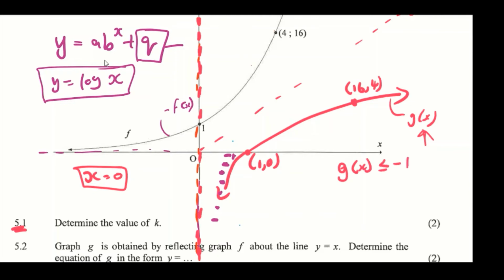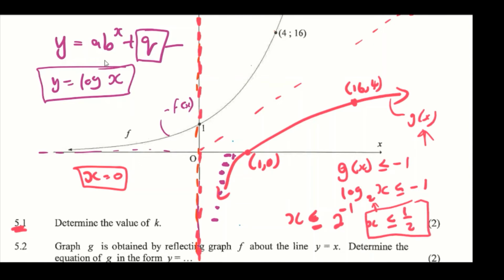So how can we do this? We can easily say g of x is less than or equal to minus 1, and just put the equation of g of x, which is log base 2 of x, less than or equal to minus 1, right? And then you just find the value of x. So this 2 here is going to be the base, so x is less than or equal to 2 to the power of minus 1, which is x being less than or equal to 1 over 2, right? So this is the first solution that you have here of when g of x is less than or equal to minus 1.